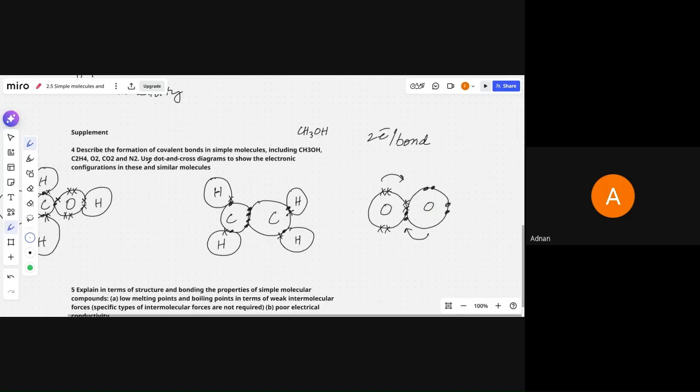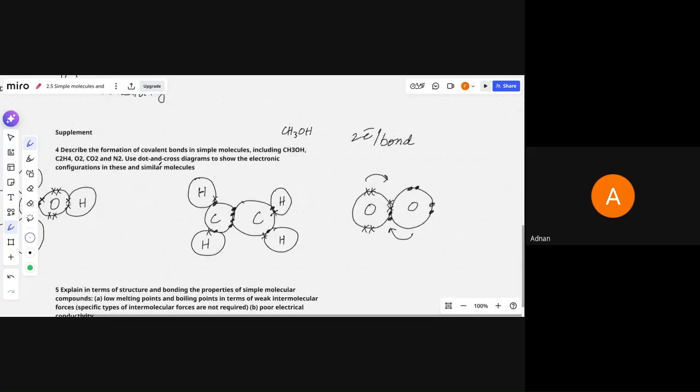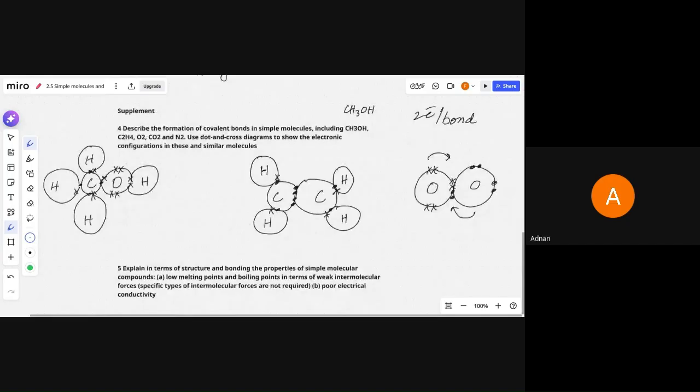So nitrogen in this case, how many electrons do you think will be shared between the two nitrogen atoms, and what will be the number of bonds in a nitrogen molecule? You can pause this lecture here and try to draw it yourself, and let's see what you get. Okay, so I am drawing it now.